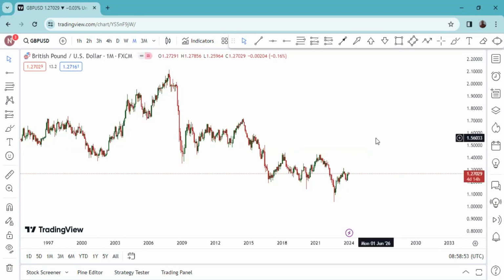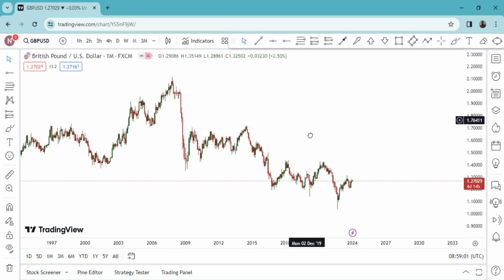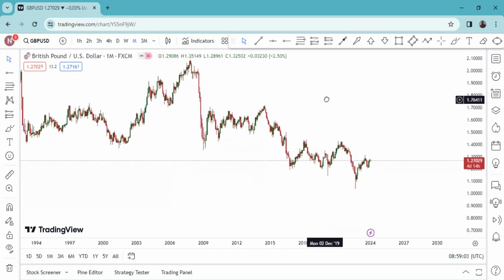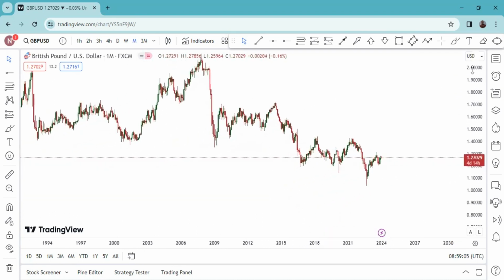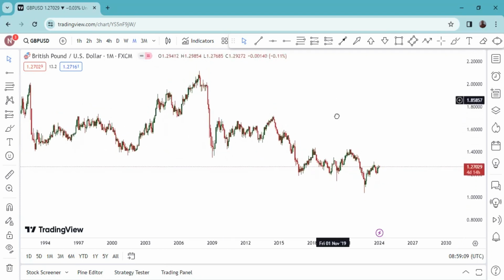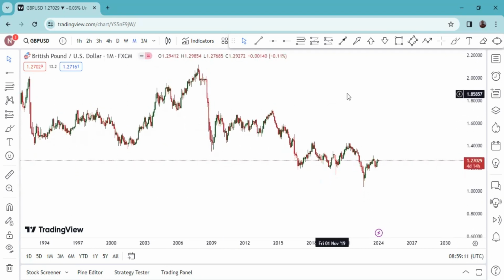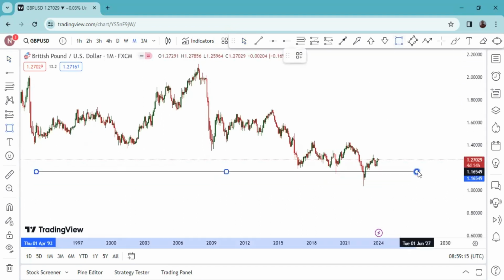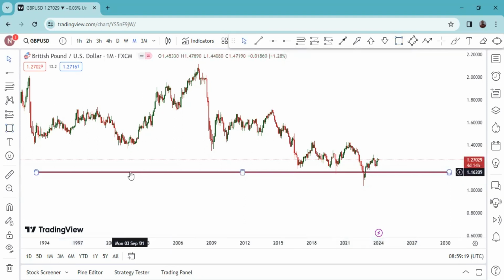So today we are going to analyze a few pairs, starting with GBP USD. I'm going to analyze from the beginning so that you people can understand how I do my analysis, from top-down analysis. First of all, I'm going to create zones for this pair, and you know how I draw my zones.